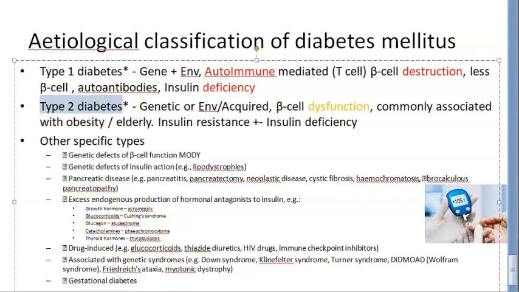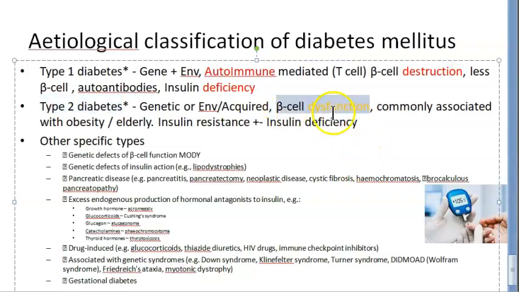Can you explain type 2 diabetes? Yes, sir. Type 2 diabetes also is kind of genetically predisposed and later it can be acquired by this person. What exactly is happening is that there is beta cell dysfunction. The beta cells are not functioning properly. This is commonly associated with obesity, or in the elderly we can see this, like our parents especially. So then there will be insulin resistance in combination with insulin deficiency. Either deficiency can be more or resistance can be more, or a combination like that.